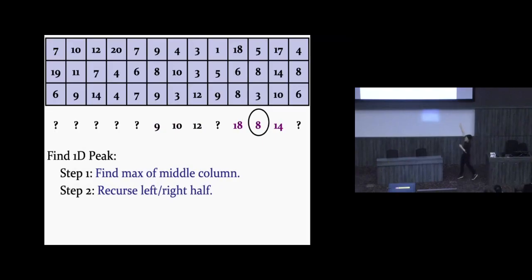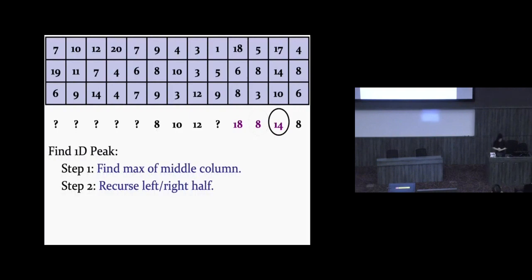We take another 3 column maximums, right? So in this case, let's say that the maximums were 18, 8, and 14. Do we still recurse? Yes, right? So let's recurse again, right? So let's recurse this time on the right side, because why not? Both sides are larger, we can pick either side, right?